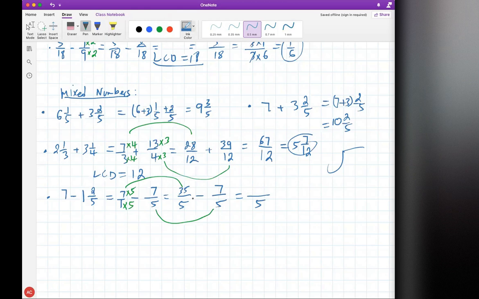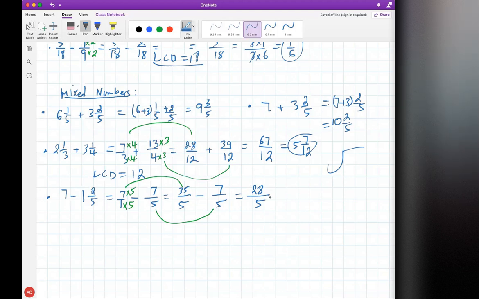And of course, what is the answer here? 28 over 5. So as you can see, different types of numbers, turn them into the same type of numbers, maybe into fractions in this case. Find the LCD. Can we reduce 28 and 5? Does anything go into both? Nothing, right? Nothing goes into 28 and 5.